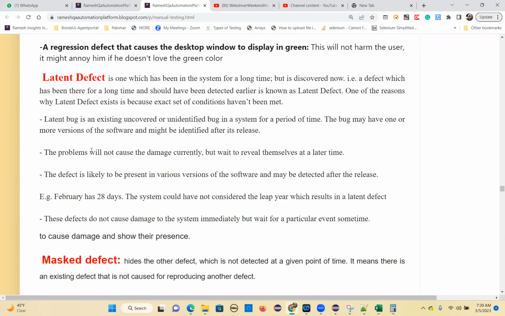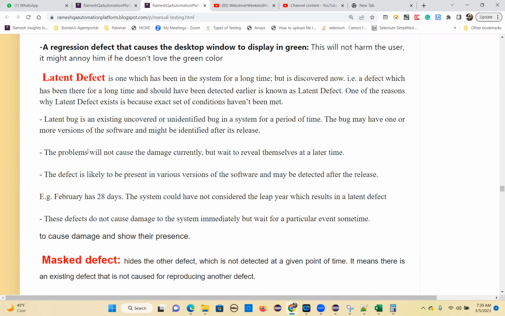Usability defect means UI. All the usability test cases I told, right? Alignment, coloring, spelling mistakes, tabs, scrollers, these are all the usability test cases.